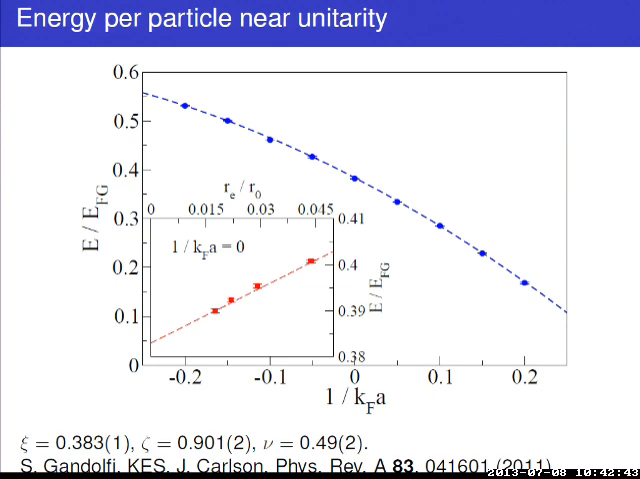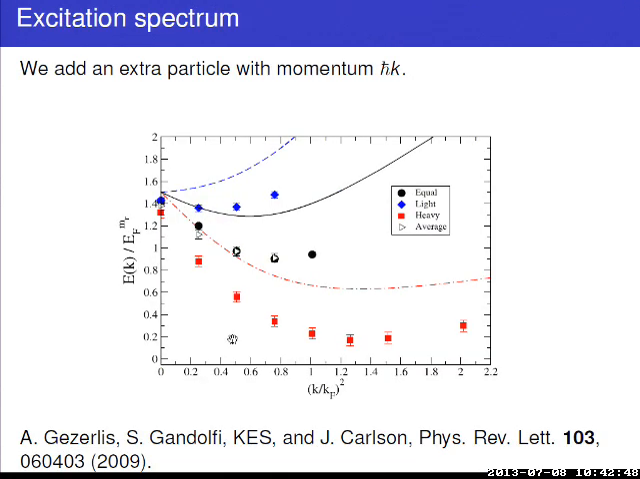These are some higher order terms in the energy, which I won't discuss. And you get an excitation spectrum here, as you would expect. These were calculations by Alex Gezerlis, Stefano, and Joe Carlson. This was two particles, one heavy and one light, paired together, and you can calculate the excitation spectrum of these. These are calculations where you've paired the whole system and then added one particle that's unpaired.